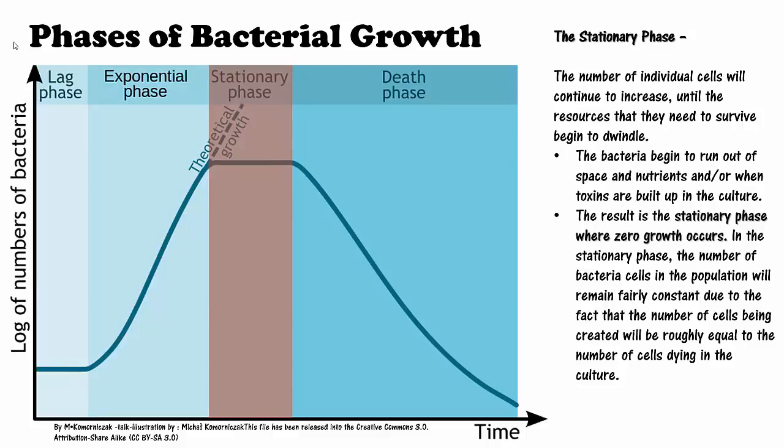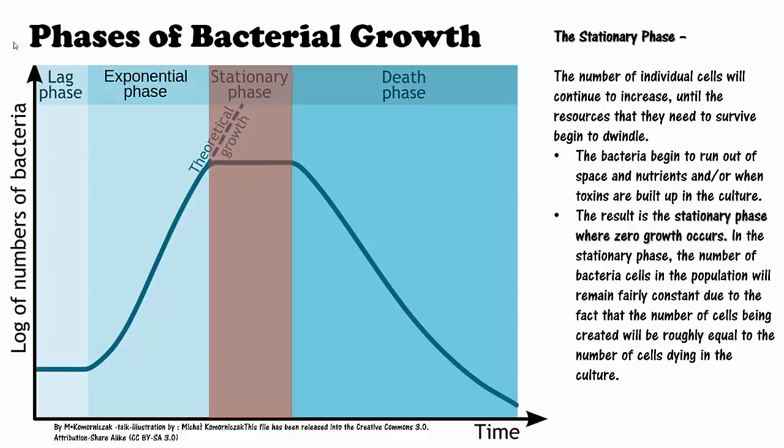Next, we have the stationary phase. The number of individual cells in the culture will continue to increase until the resources that they need to survive begin to dwindle. The bacteria begin to run out of space and nutrients, or toxins build up in the culture. The result is stationary phase, where zero growth occurs.